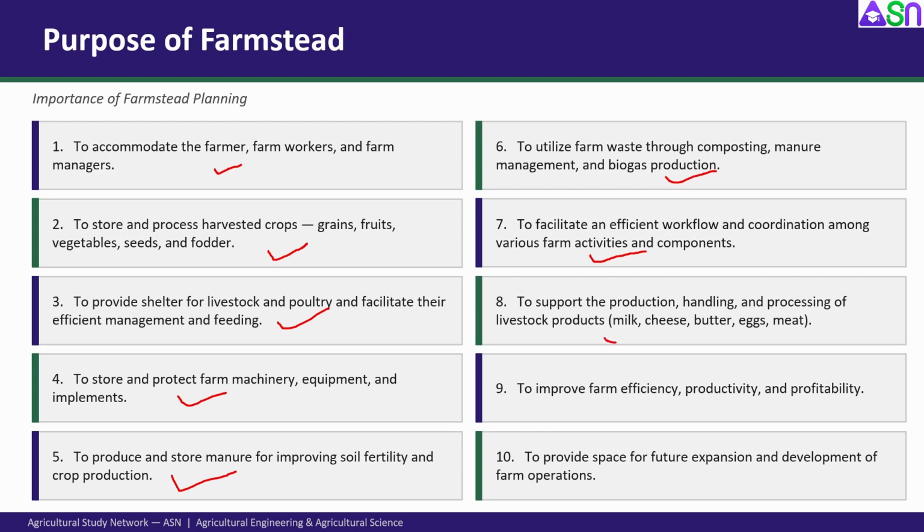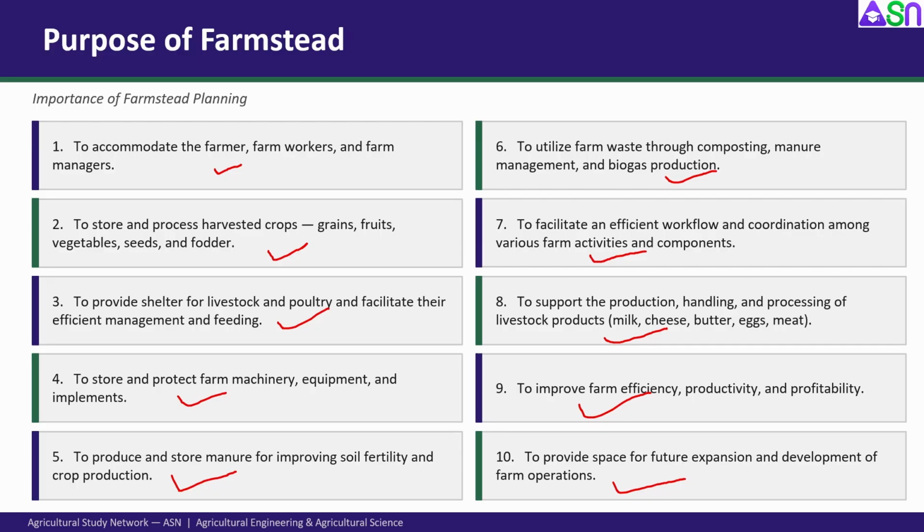Farmstead helps to support the production, handling, and processing of the livestock products. Processing facilities within the farmstead help to add value to the farm produce. Farmstead helps to improve farm efficiency, productivity, and profitability. A well-planned farmstead saves time, labor, and resources, all of which contribute to a more profitable farm operation. And finally, a good farmstead provides space for future expansion and development of farm operations. We need to reserve space for future growth. As we can see, farmstead is not just a collection of buildings, it's a carefully planned operational system that makes the entire farm function efficiently.